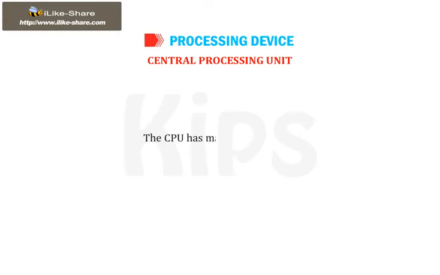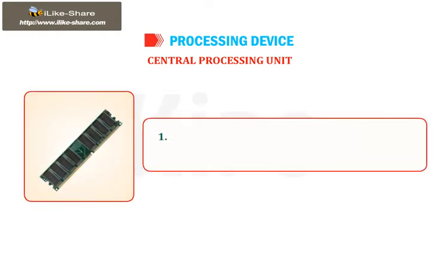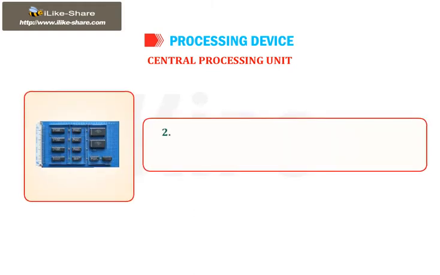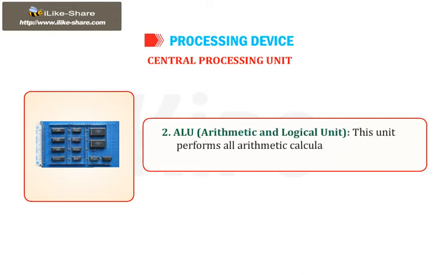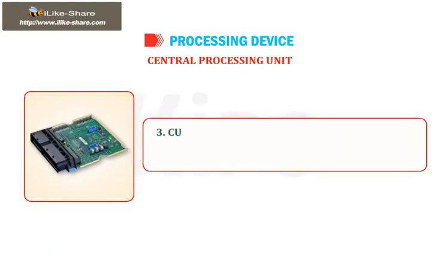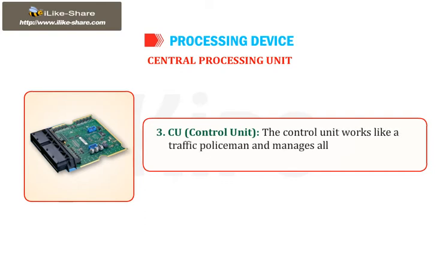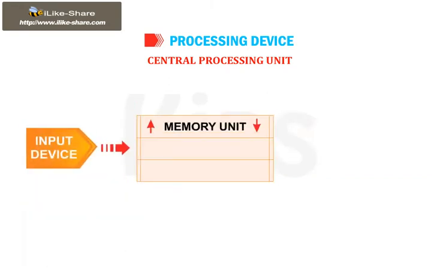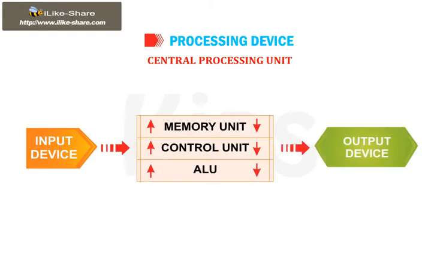The CPU has three main parts. Number 1, MU, memory unit. This unit stores information temporarily or permanently according to our need. Number 2, ALU, arithmetic and logical unit. This unit performs all arithmetic calculations and logical operations. Number 3, CU, control unit. The control unit works like a traffic policeman and manages all the operations of a computer. Input device, memory unit, control unit, ALU, output device.